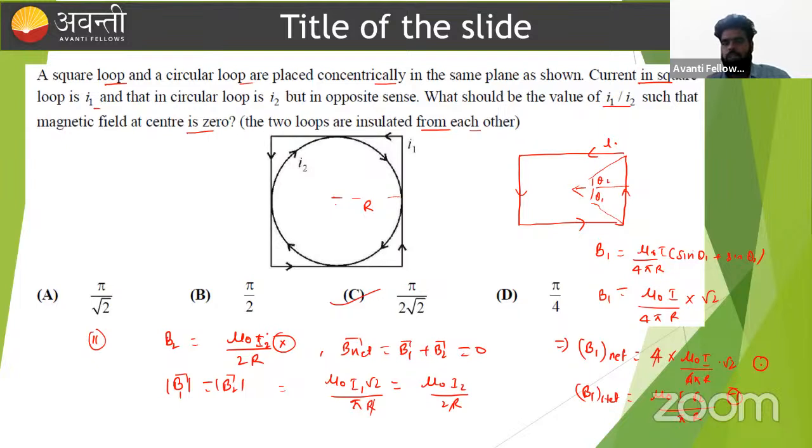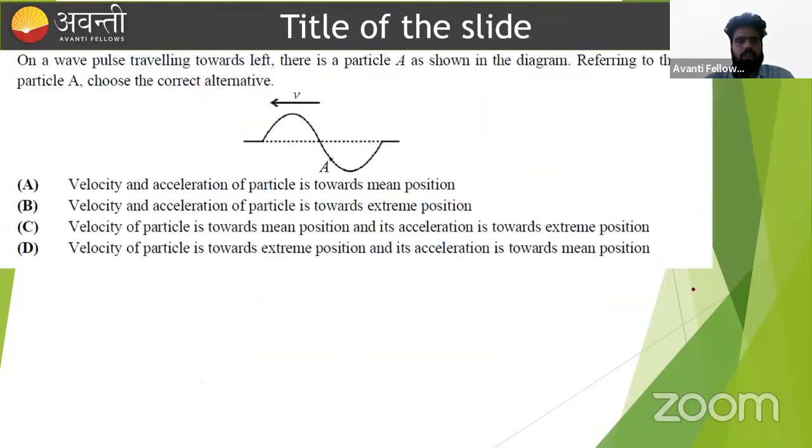So such type of question, we have to practice a lot. What is the formula we have to apply, and see the direction, how we can find out the value. Again, this is a tricky problem, a below average problem. What is given here? A wave is traveling in the leftward direction. We have to comment on the velocity and acceleration of the particle.